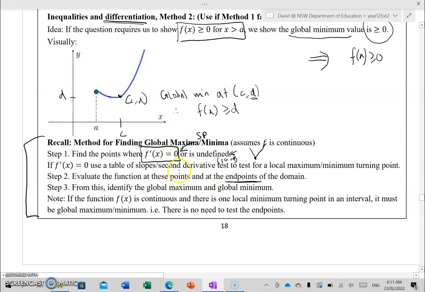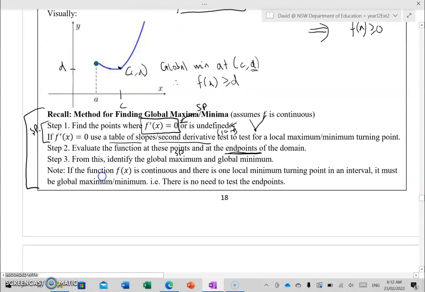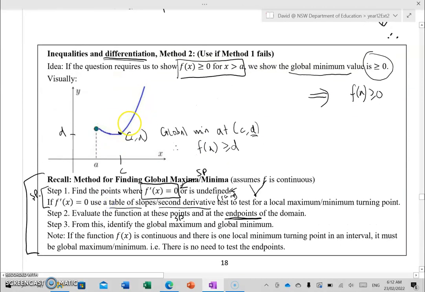As always, you must test your stationary point to see if it's a local max or min. So second derivative test or first derivative test, table of slopes. So that's stationary points. This bit here is all about stationary points. And then step 2 is all about evaluating the function, so working out the y values for the stationary points and the endpoints. And from this we can identify the global max and min, but the key thing we want here is the min. We care about the min.